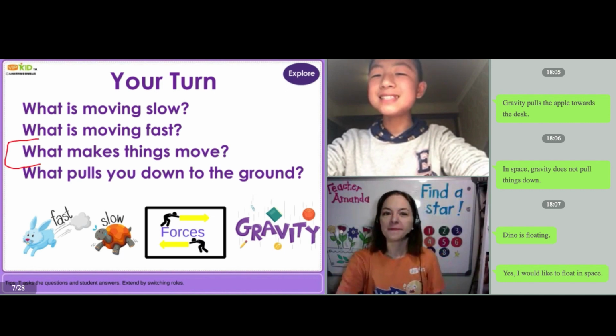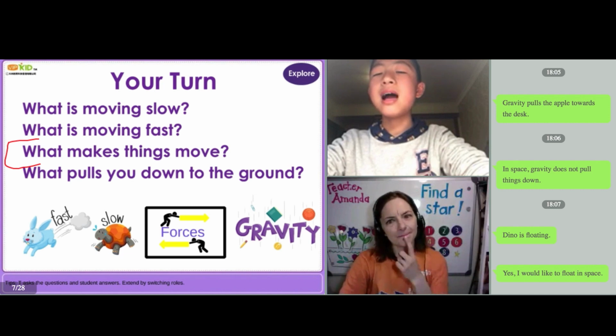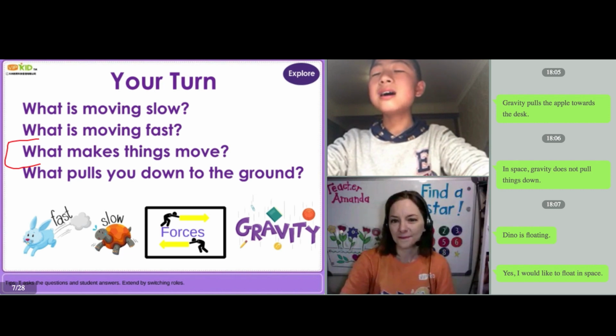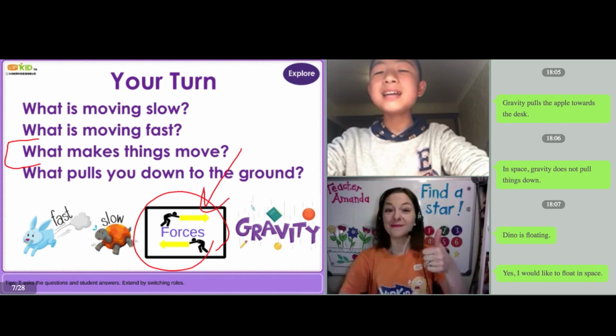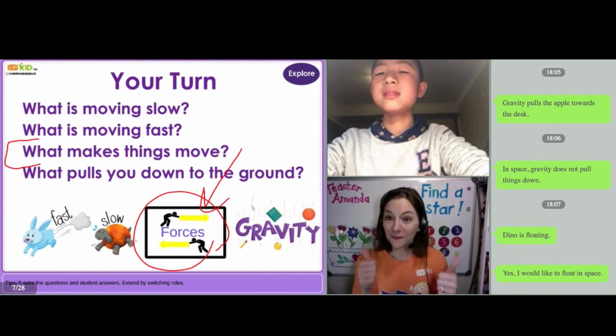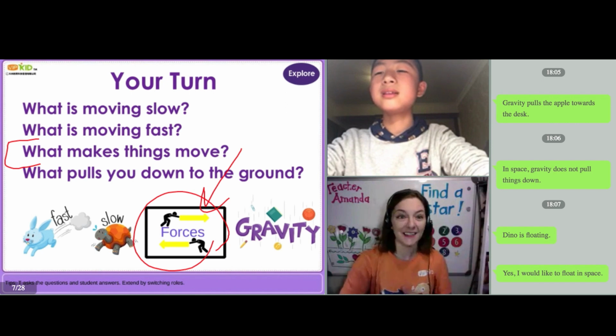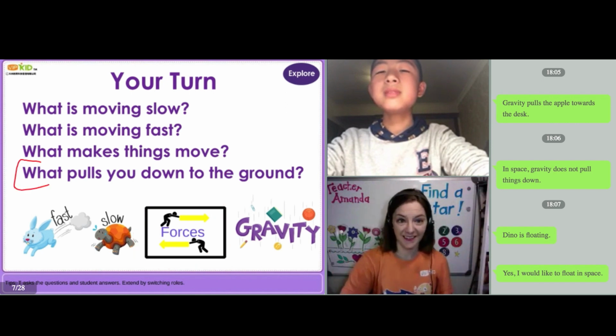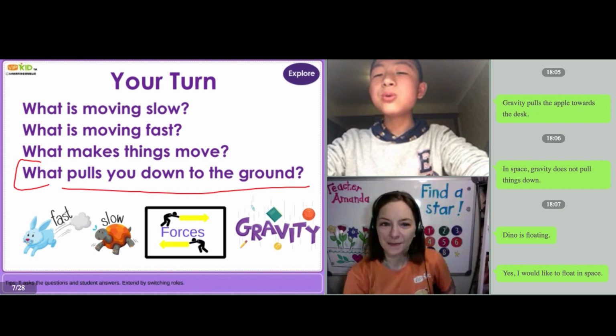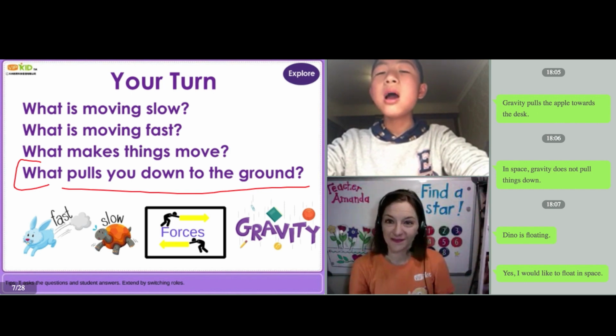What makes things move? The forces make things move. Yes, perfect. What pulls you down to the ground? The gravity pull me down to the ground.